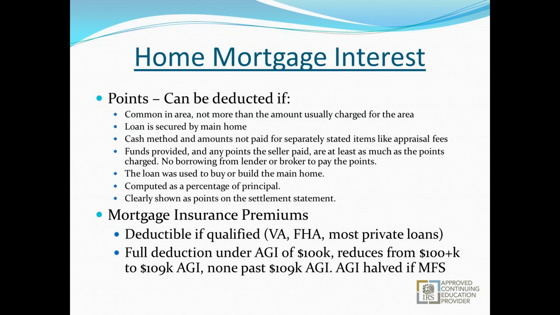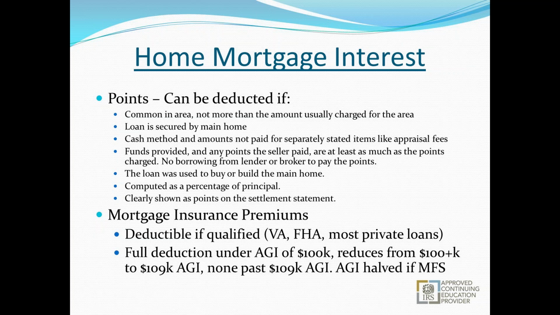The loan has to be used to buy or build the main home. It has to be computed as a percentage of the principal, aka the percentage of the actual amount lent. And it has to be clearly shown on the settlement statement. If the person you're working with has a mortgage where the paperwork's just a mess, you need to get that corrected so that the points are very clearly stated as being points and they can be shown to satisfy most of these requirements.